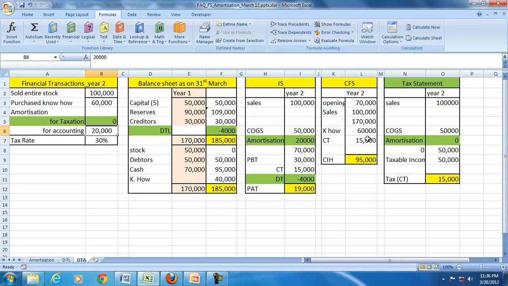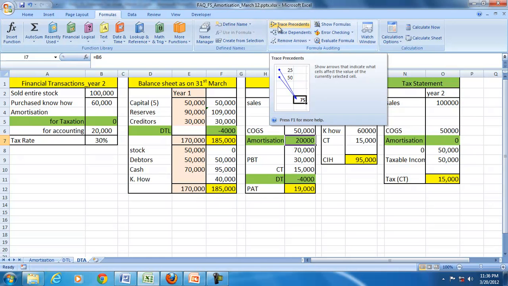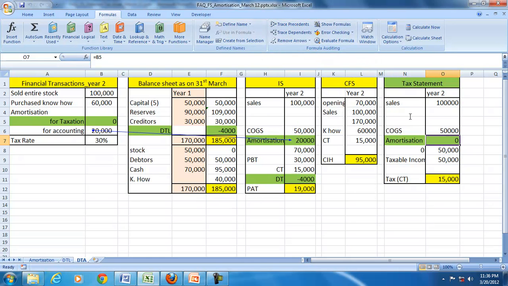Now let us assume that the accounting amortization is 20,000, but amortization for taxation is 30,000. If that is the case, the amortization in accounting continues to be 20,000, and amortization for taxation is 20,000, because it will be charged from the next year. If that is the case, then the tax amount changes. When the taxable income increases, the tax, which is also called the current tax, rises, and the current tax will be shown in the income statement.